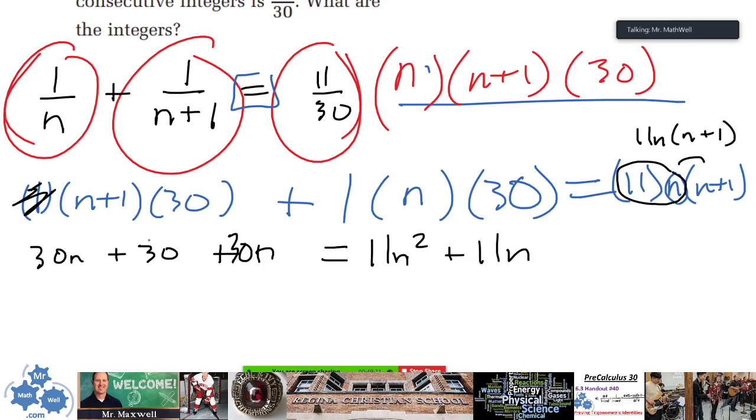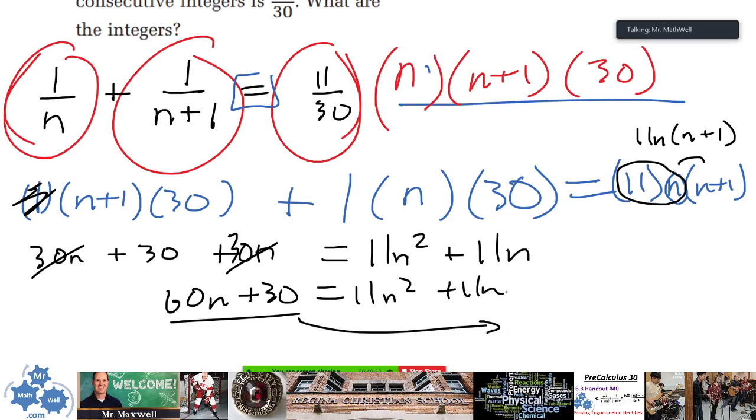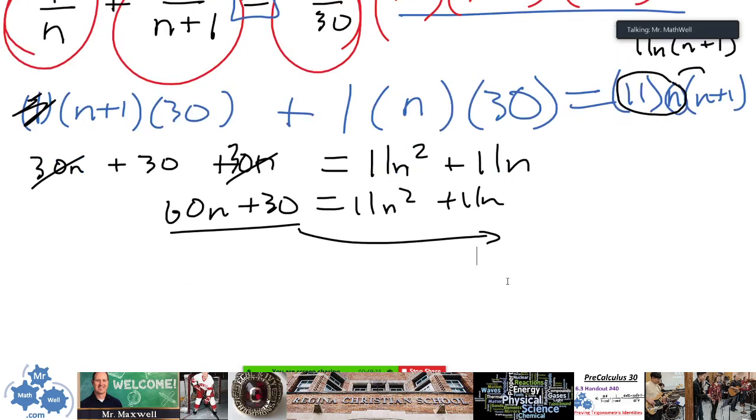All right, looks good so far? So 30n and 30n, that's going to be 60n. All right. And I'm going to bring now everything over to the right side, so I have a quadratic that I can solve for.